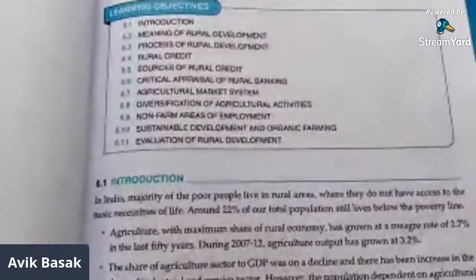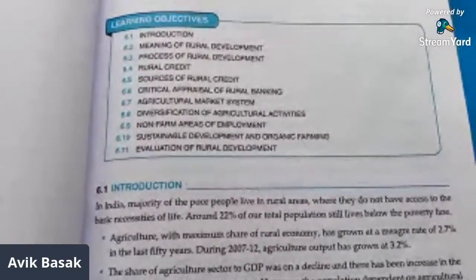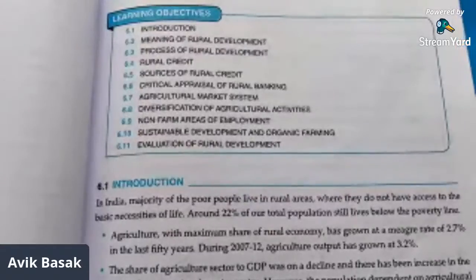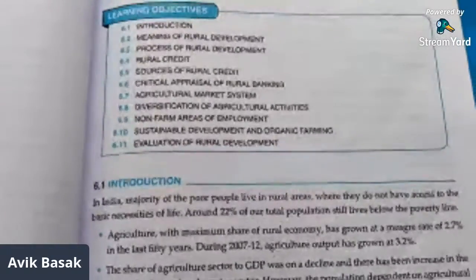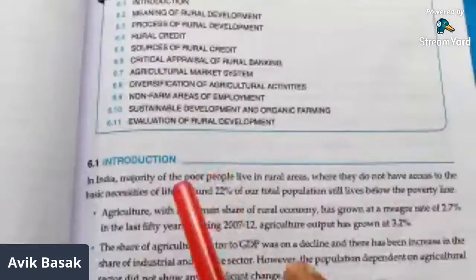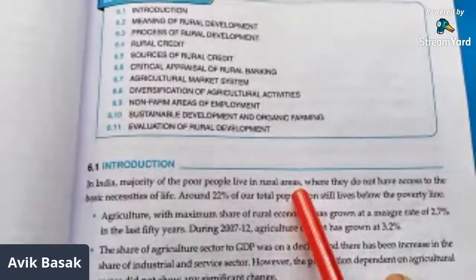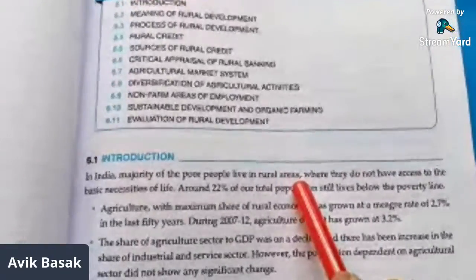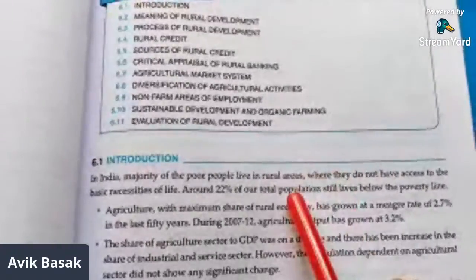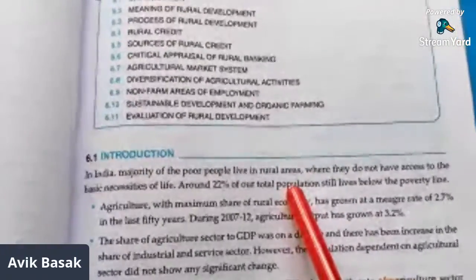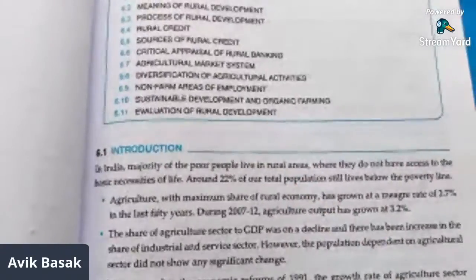Now the government thought that there should be some improvement in rural areas, because in India the maximum proportion of the people stay in rural areas. In India the majority of the poor people live in rural areas. So it's the duty of the government to improve the condition of the rural area.